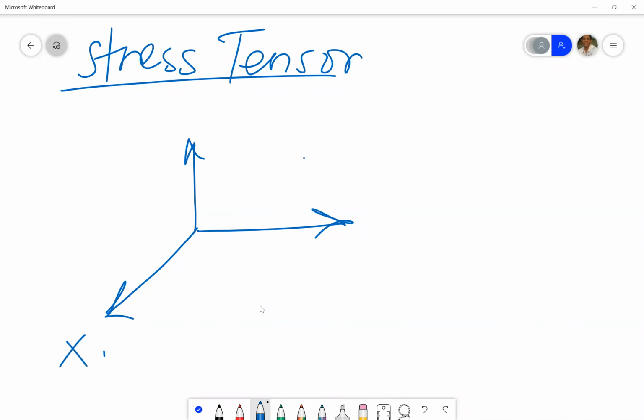There are some directions. This is x1, this is x2, and this is x3. These are three directions: x1, x2, and x3. And there is a vector quantity that is called S. See, this is a vector quantity that is called S.